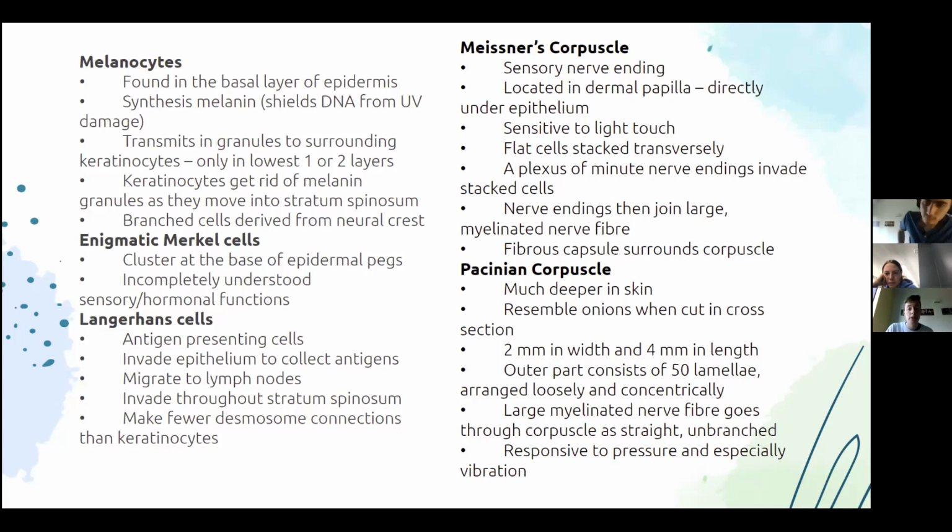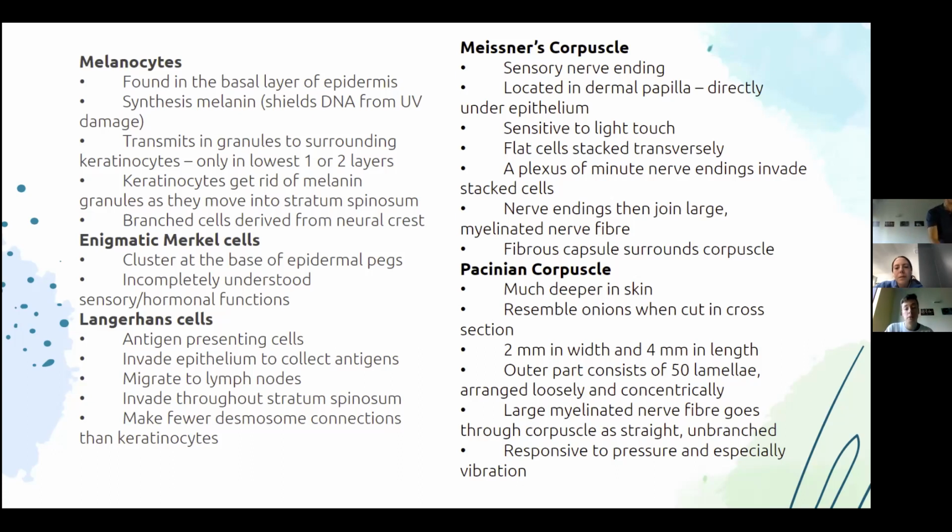And this one's right in the dermal papilla. The next one is much deeper in the skin, so the Pacinian corpuscle. And if you look at an image of it, they look like onions, because you can imagine a whole heap of concentric circles.